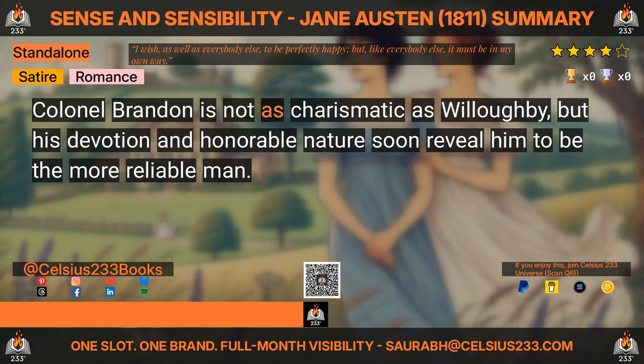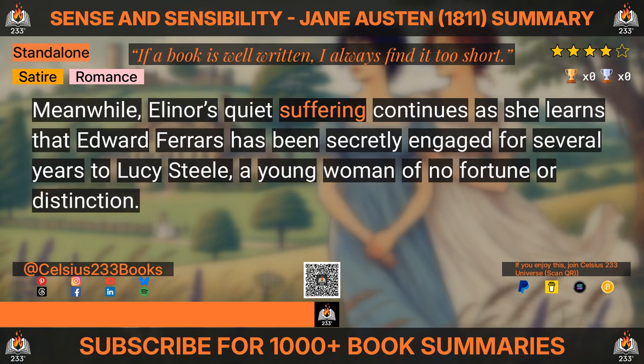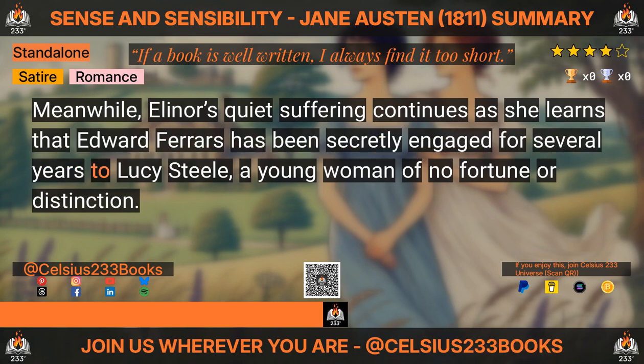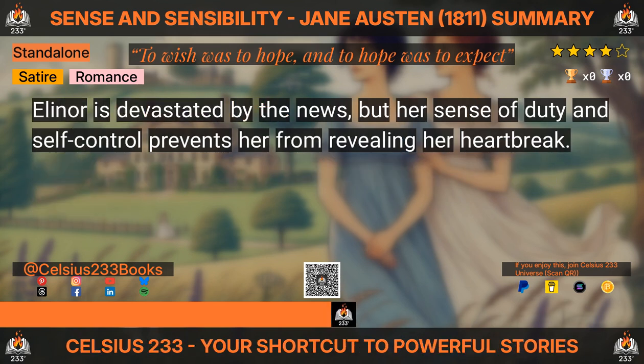Colonel Brandon is not as charismatic as Willoughby, but his devotion and honorable nature soon reveal him to be the more reliable man. Meanwhile, Elinor's quiet suffering continues as she learns that Edward Ferrars has been secretly engaged for several years to Lucy Steele, a young woman of no fortune or distinction. Elinor is devastated by the news, but her sense of duty and self-control prevents her from revealing her heartbreak.